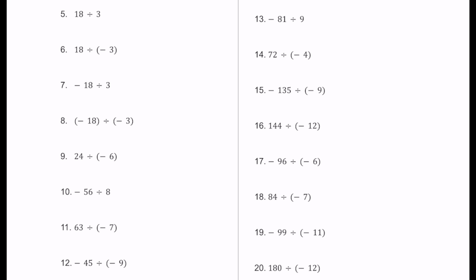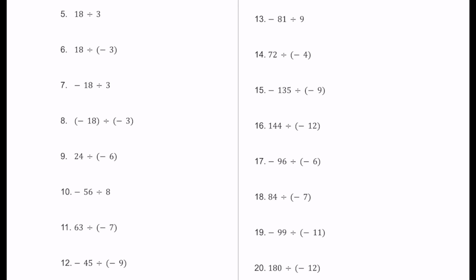All right, moving from 5 on, we're just going to go ahead and divide each of these integers. So there's not a whole lot of work to write here. For some of them, you're going to be able to do them in your head, and others you may need to do some long division, okay? But again, let's try to ignore the minus signs or the opposite signs and just divide, and then think about what the signs should be afterwards, okay?